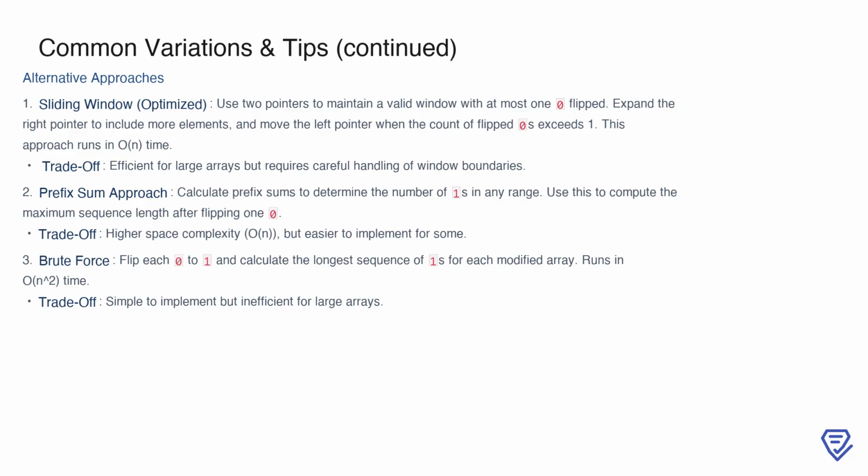Another approach is using a prefix sum. By calculating the number of 1s in any range, you can determine the maximum sequence length after flipping 1 0. While this method has higher space complexity at O(n), it can be easier to implement in some cases. Lastly, there's the brute force approach, where you flip each 0 to 1 and calculate the longest sequence of 1s for each modified array. Though simple to implement, this method runs in O(n²) time, making it inefficient for large arrays. Each approach has its trade-offs, so choose based on the problem constraints and your goals.